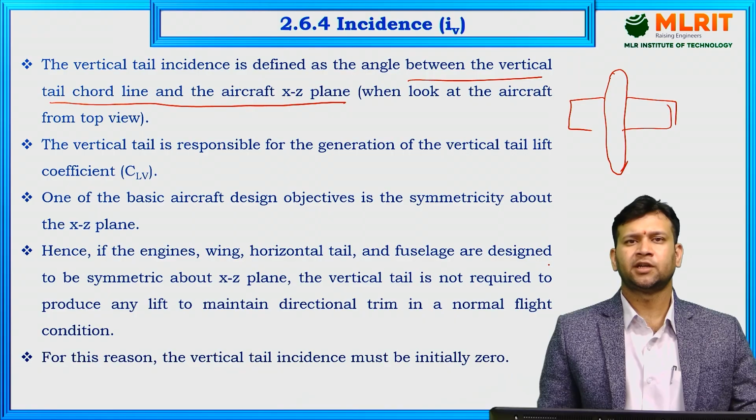One of the basic aircraft design objectives is the symmetricity about the exit plane. Hence, if the engines, wing, horizontal tail and fuselage are designed to be symmetric about the exit plane, the vertical tail is not required to produce any lift to maintain directional trim in normal flight. For this reason, the vertical tail incidence must be initially 0.